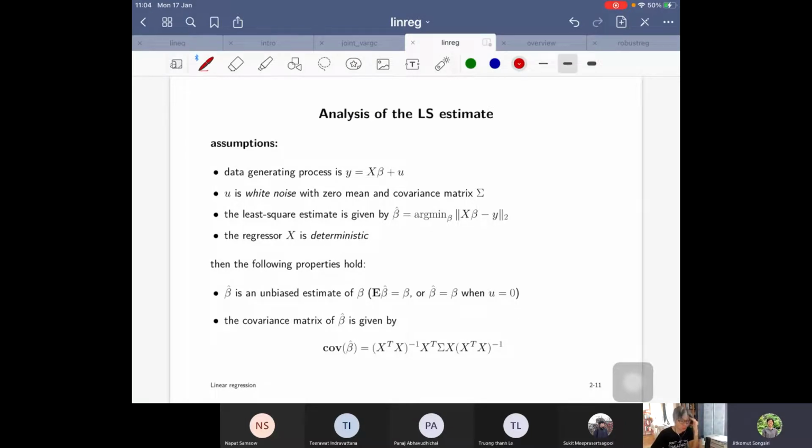Today I'm gonna recap the analysis of the least square estimator real quick. Last time we talked about two important properties of the least square estimate. The first one is that the estimator is unbiased. Its average, its ensemble mean, is actually the true parameter. And the second one is that we have derived the covariance of the regression coefficients.